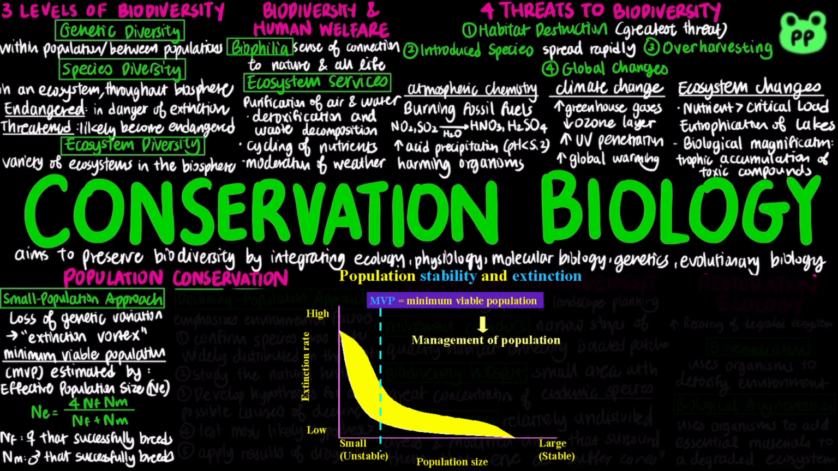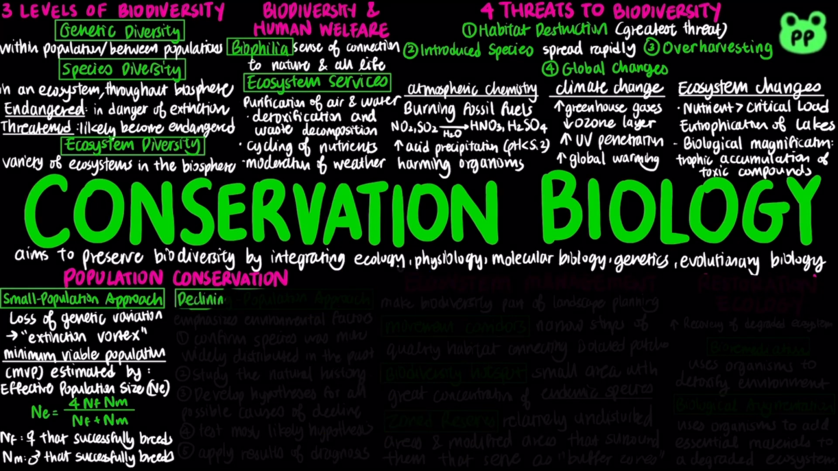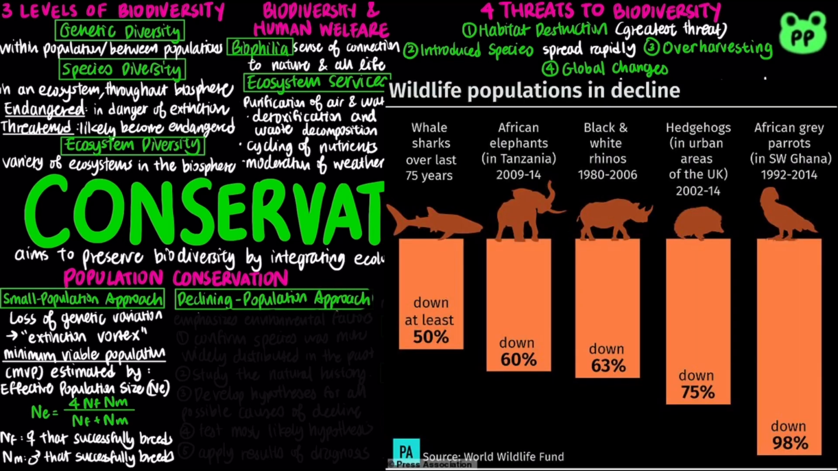On the other hand, the declining population approach focuses on the threatened and endangered population that show a downward trend regardless of population size. It emphasizes the environmental factors that cause a population to decline. The declining population approach includes the following steps.